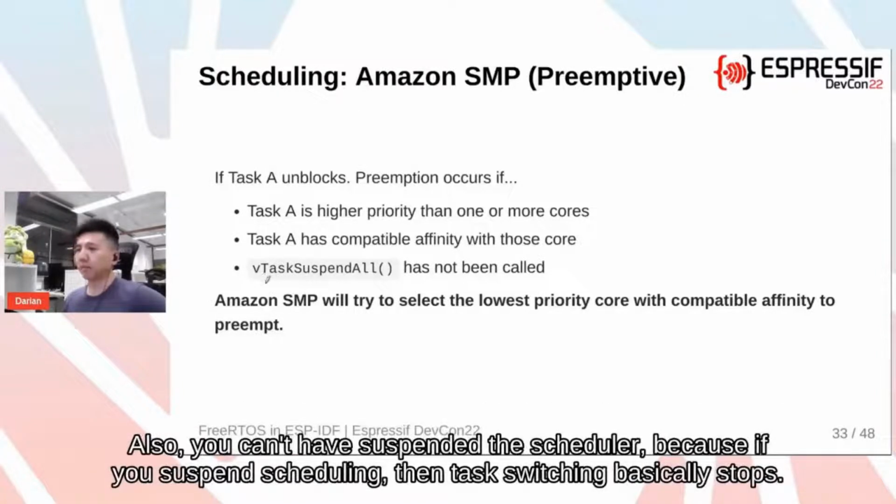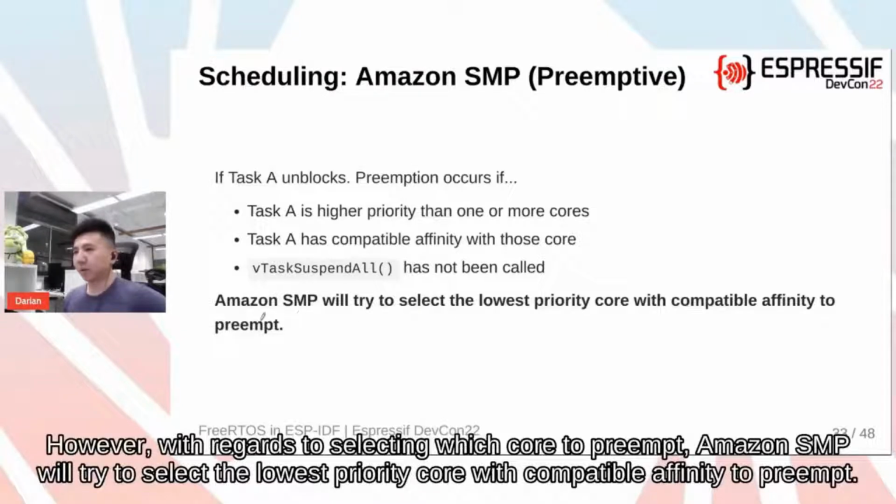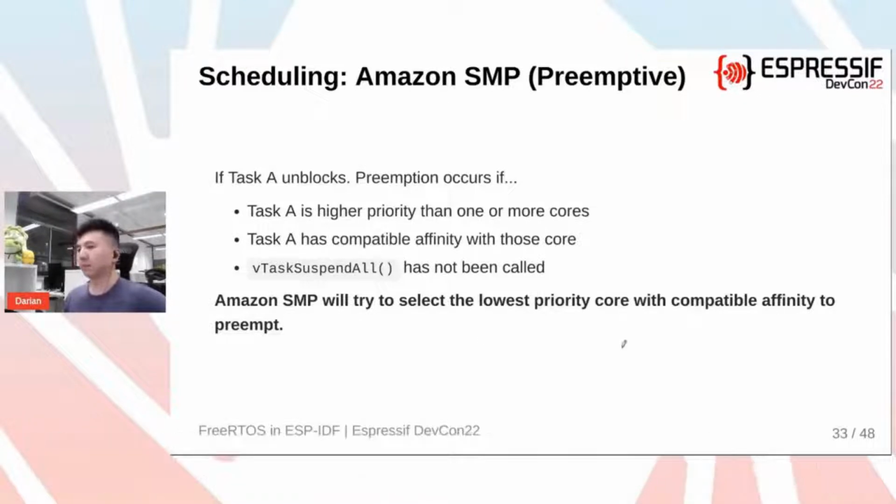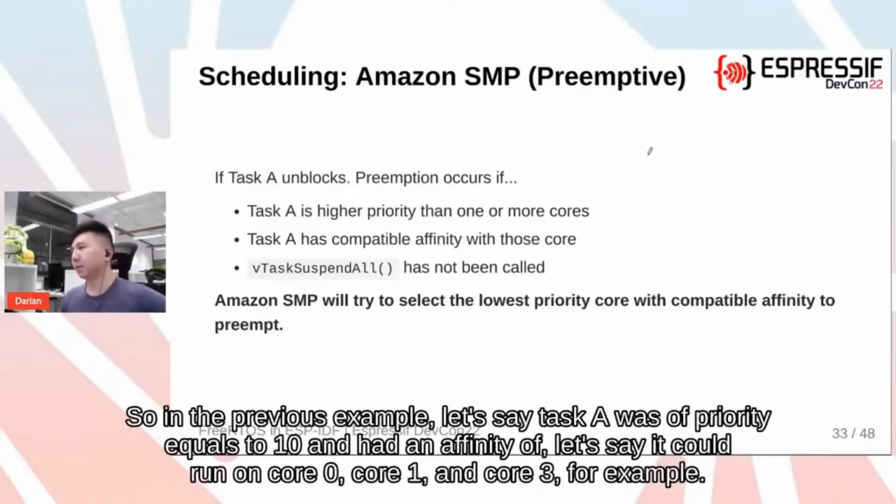And also, you can't have suspended the scheduler, because if you suspend scheduling, then task switching basically stops. However, with regards to selecting which core to preempt, Amazon SMP will try to select the lowest priority core with compatible affinity to preempt. So what does that mean? In a previous example, let's say task A was of priority equals to 10 and it had an affinity of, let's say, it could run on core 0, core 1, and core 3, for example.